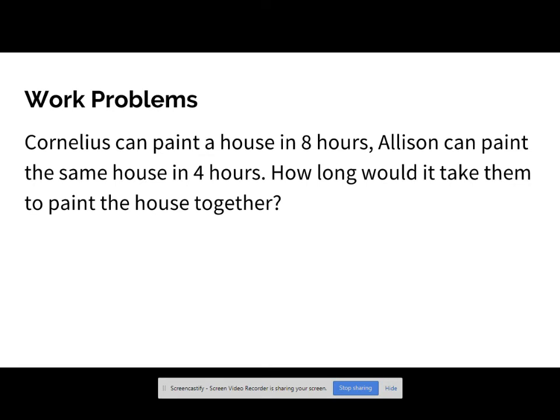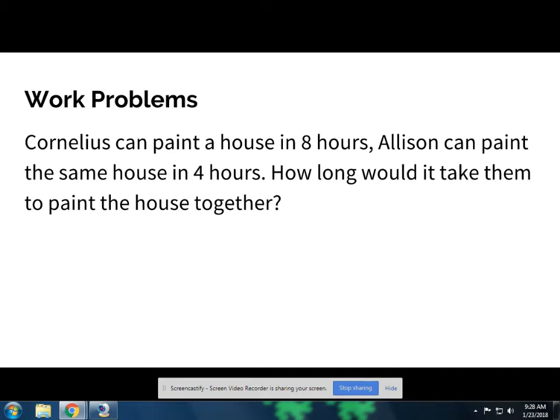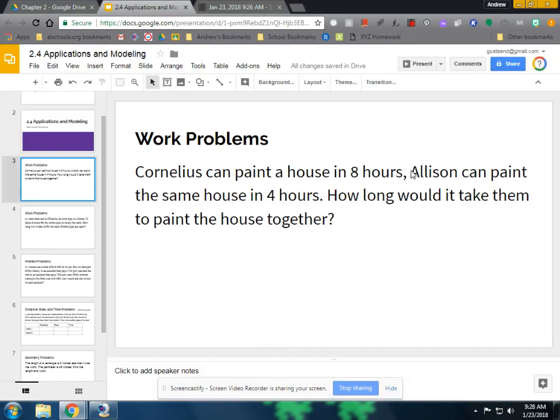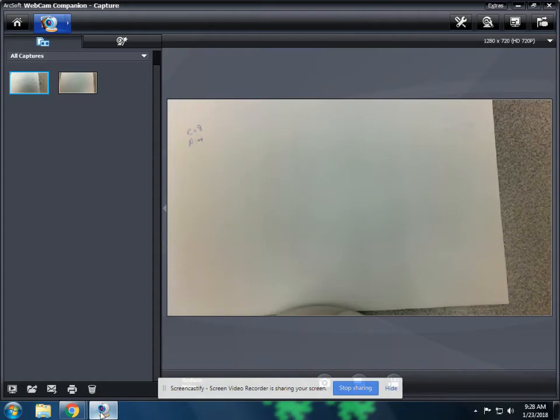a problem like this, where we've got Cornelius can paint a house in 8 hours, Allison can paint the same house in 4 hours, and we want to know how long would it take them to paint the house together. The natural kind of proportional way we think is to say that it would take them 6 hours to work together, a little bit longer for Allison, a little bit less for Cornelius. But that's really not how it works. Our natural instinct is to find that average, to find the mean, and it doesn't work out to be that way. So I'm going to show you what's going on here, and then we'll do the arithmetic.